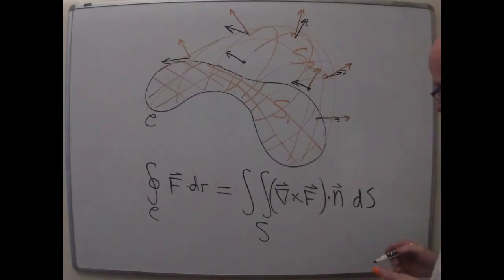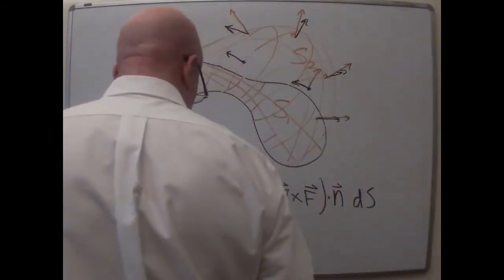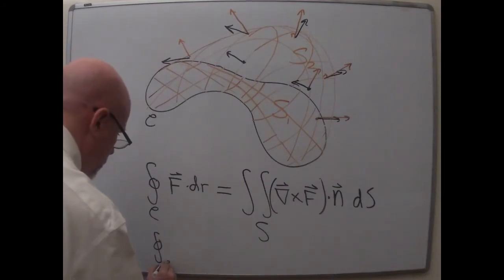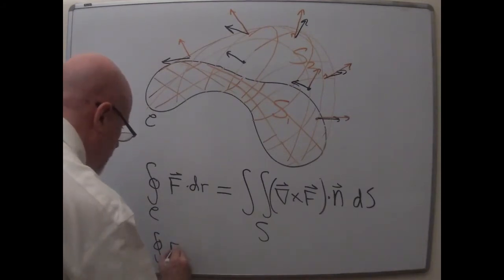I said I was going to show you how this gets reinterpreted in terms of Green's theorem. And part of it's really easy. This side is the same: the integral over the curve C of F dot dr.